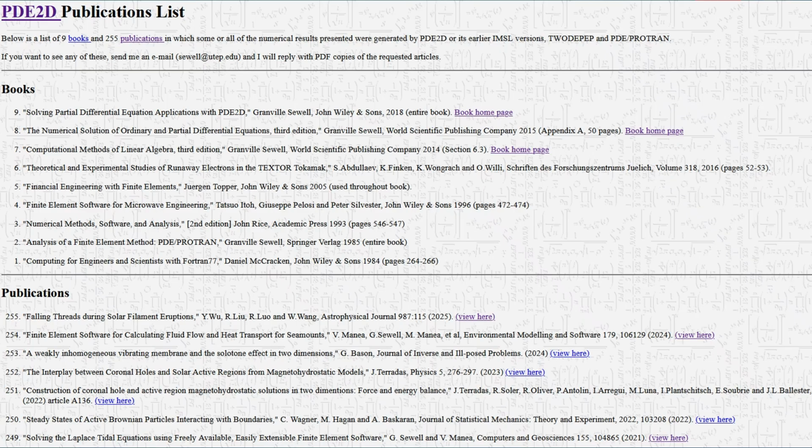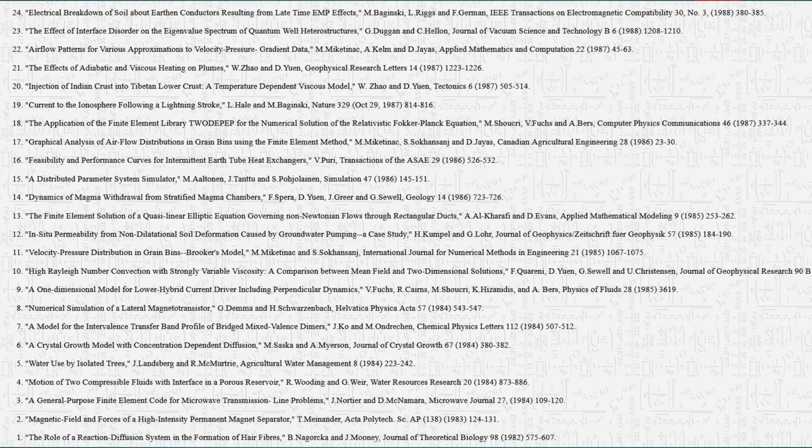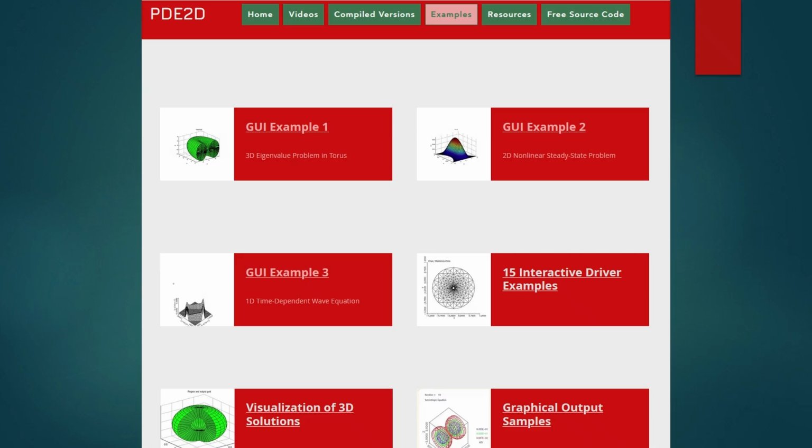Here is a list of over 250 journal publications and books in which PDE-2D or its predecessors 2DPEP and PDE-Protran were used to generate some or all of the numerical results. And here are the 3 graphical user interface examples and the 15 interactive driver examples.